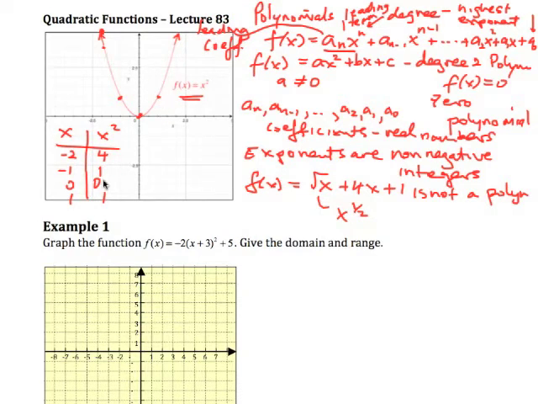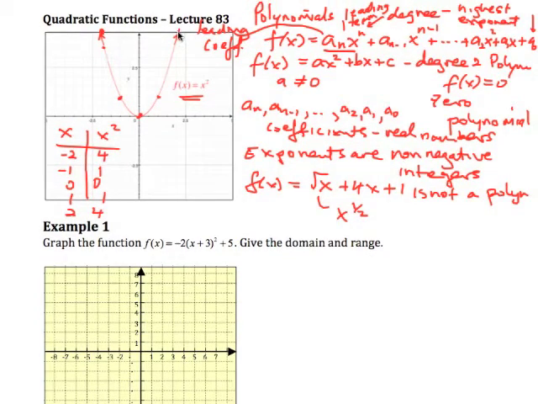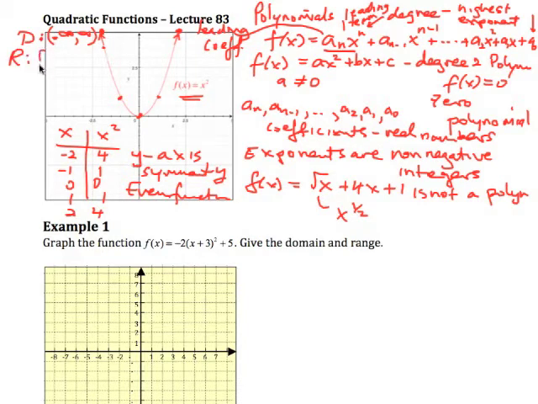And it was symmetrical, remember, around the y-axis. At 2 we had 4, and that was up here. Right, so we had symmetry around the y-axis, so we had y-axis symmetry. Right, it is an even function. Right, the domain was all real numbers. And the range, however, was from 0 to infinity.